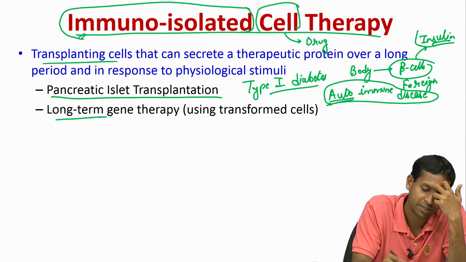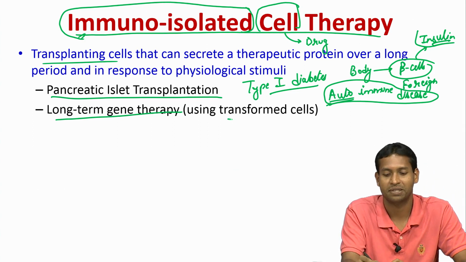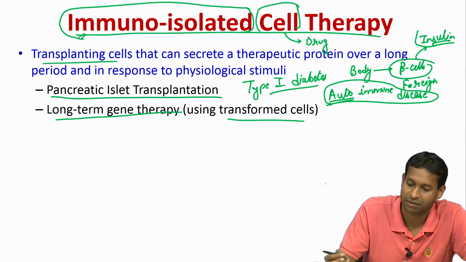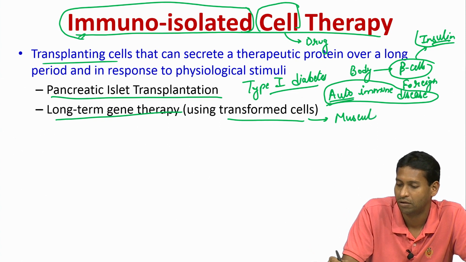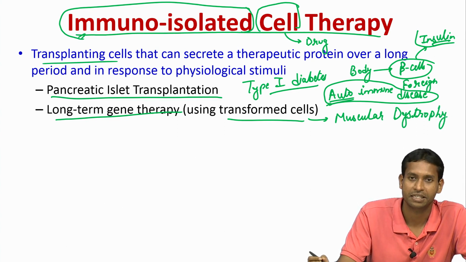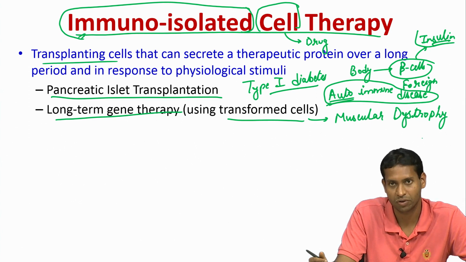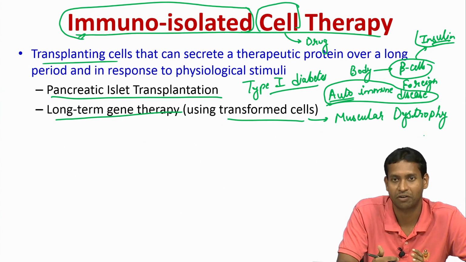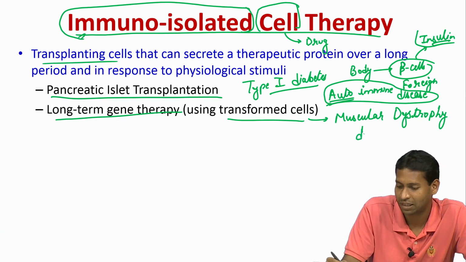There could also be long term gene therapy. So this was one case. Maybe I want to put some transformed cells. Let's take another case, muscular dystrophy. In this disease, one of the proteins that is responsible for the function of your muscle is either not getting produced, or is getting produced in some mutated form. One of the proteins that is widely involved in this is called dystrophin.